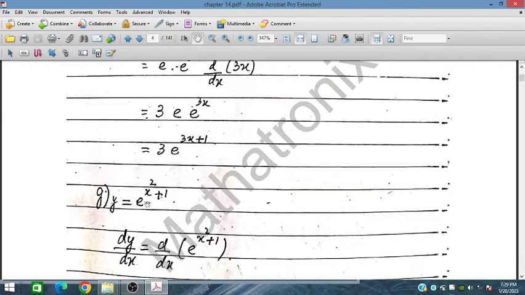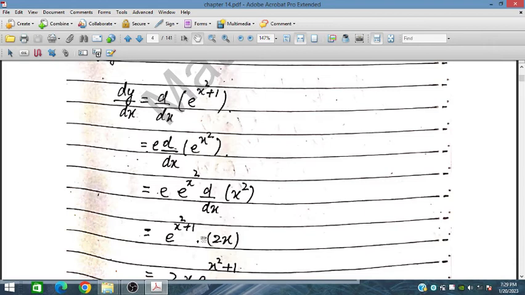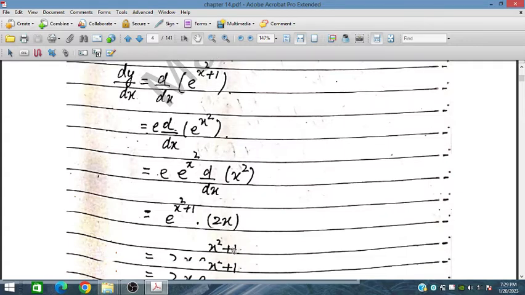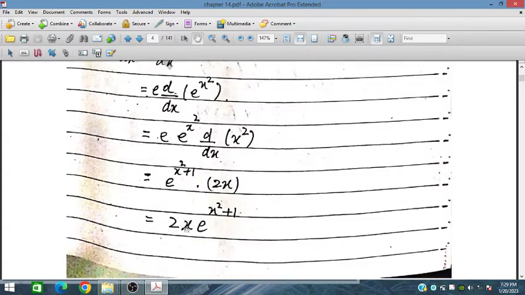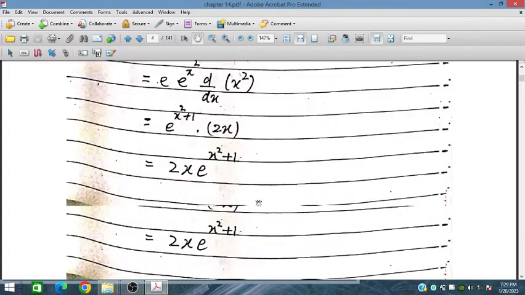Similarly, for this one, so we have this e power x square plus 1. So from this part we have to differentiate 2x square plus 1. So from this we have this 2x, and 2x is here, and e power x square plus 1 is this. So this is the g part.